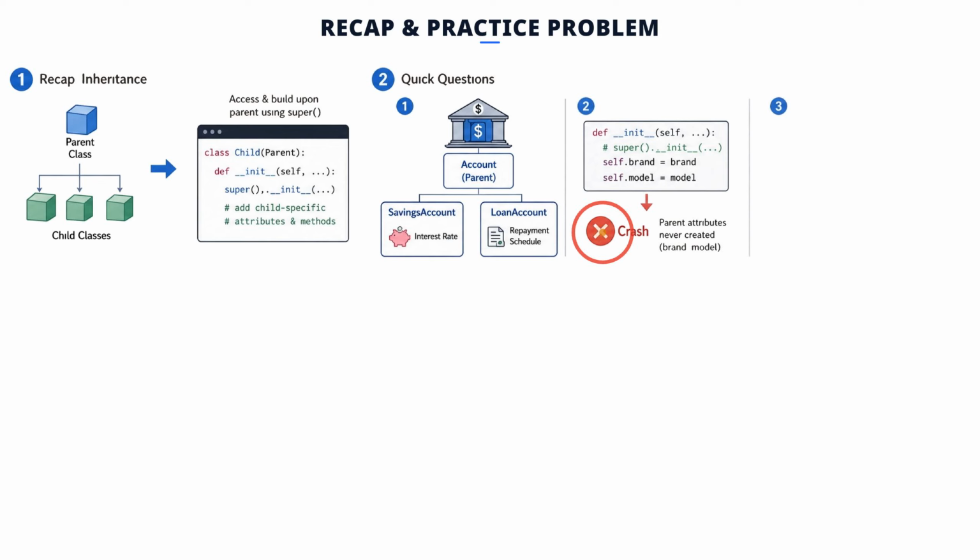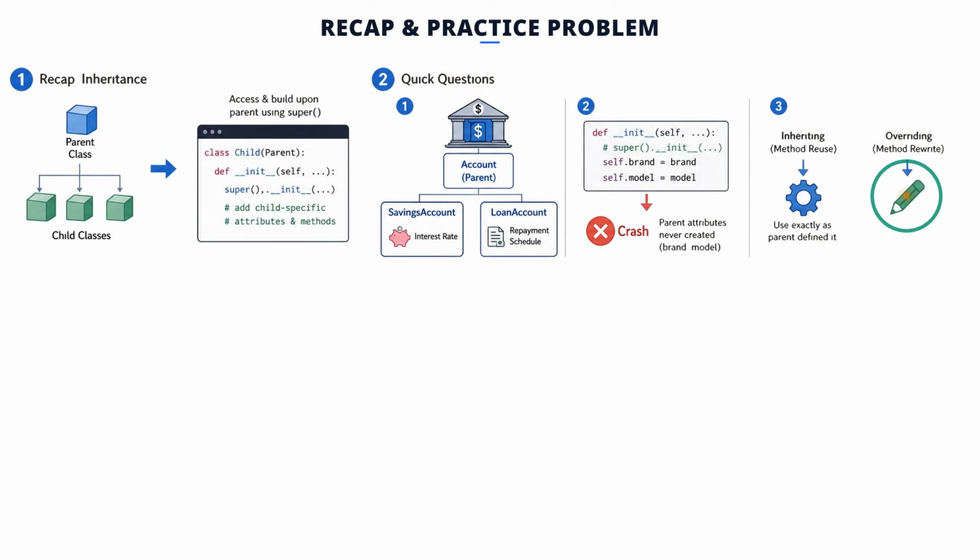Third, what is the difference between inheriting and overriding? Inheriting a method means you are reusing it exactly as the parent defined it, without changing a thing. Overriding a method, on the other hand, means you rewrite it completely so that it behaves differently for that specific child.